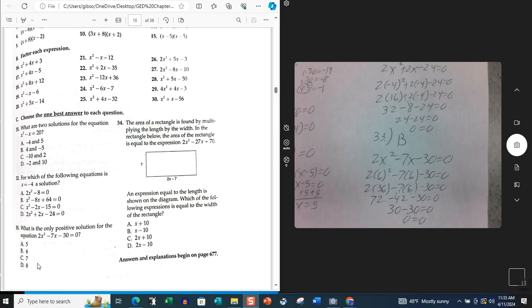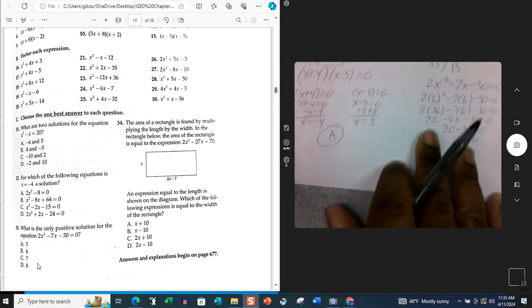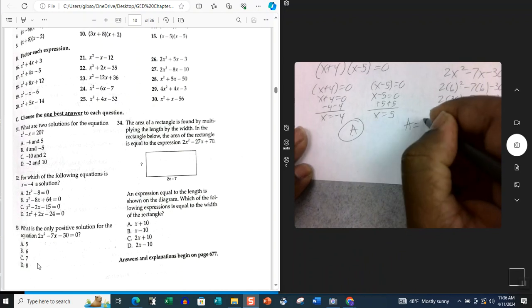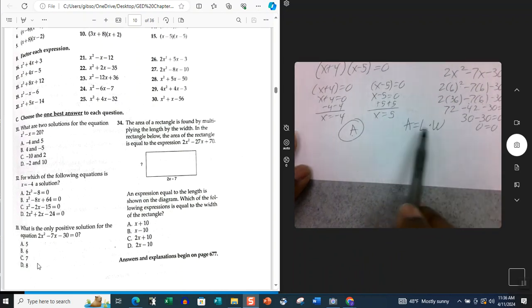Now for 34, it says the area of a rectangle is found by multiplying the length by the width. In the rectangle below, the area of the rectangle is equal to the expression 2x squared minus 27x plus 70. And they give you one of the sides. Now remember, what's nice about this is, if you know the area formula of a rectangle, area is equal to length times width. That is the area formula. So what they're telling you here is, you're going to take this 2x minus 7 side and multiply it by whatever this side would be, and it should give you this here.